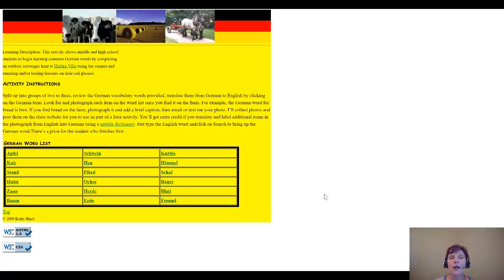On a trip to the farm, they needed to use their phones to look up the German word, and then find the English equivalent. When they found the English equivalent on the farm, they could take a picture of it, label it, and text it to their instructor.